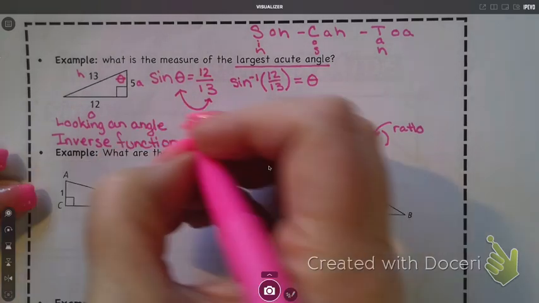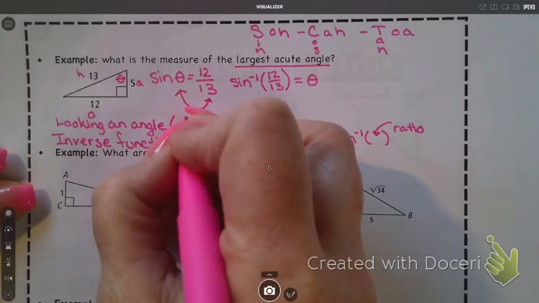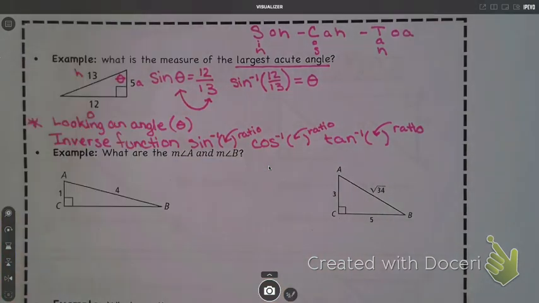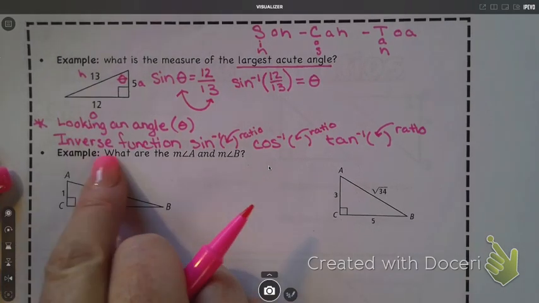And we called the angle theta. We're going to use inverse functions. You need to have that on there. If you're looking for an angle, you're going to use what kind of functions? Theta. Inverse.